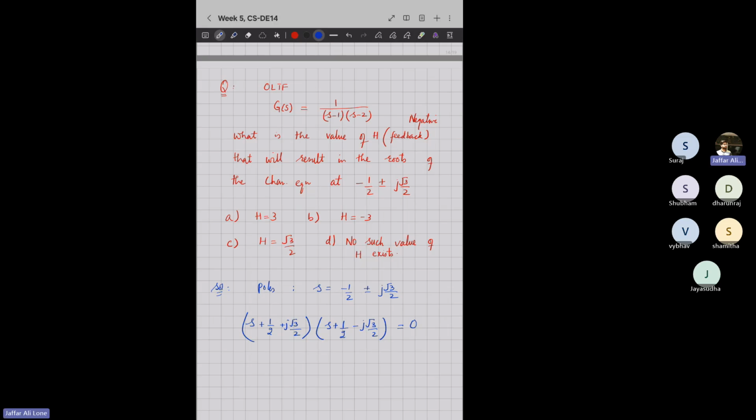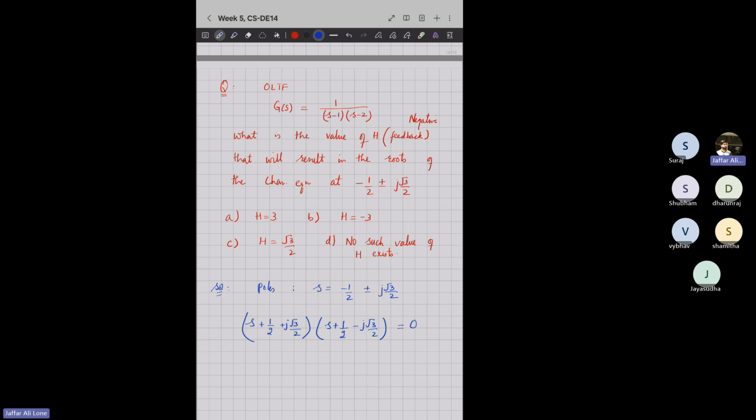I gave you some idea. I wrote something here. See, you are given an OLTF. You are given a feedback, H, and it's a negative feedback. And you're also given poles. From poles, I can find the characteristic equation, and from the closed loop system, I can also find the characteristic equation.